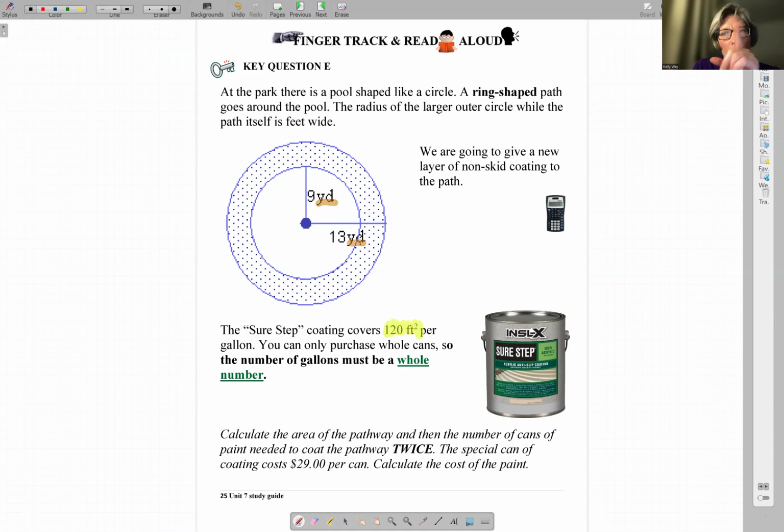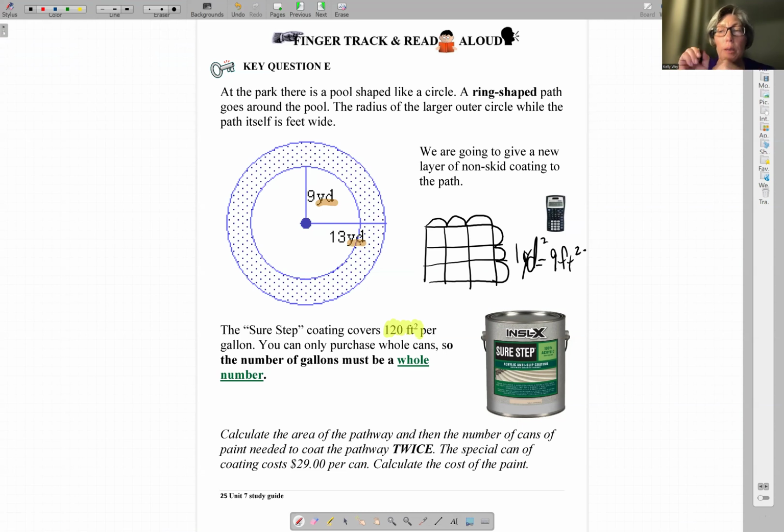Automatically, you should understand that 1 yard squared, 1 yard by 1 yard, is 3 feet both ways. Therefore, 1 yard squared equals 9 feet squared. Keep that conversion in mind.